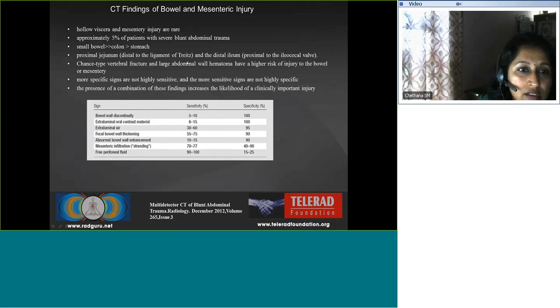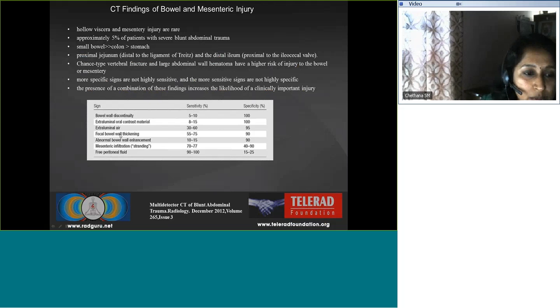And the exact sites of involvement are the proximal jejunum, just distal to the ligament of Treitz, and the distal ileum, proximal to the ileocecal valve. And whenever a patient has a Chance type vertebral fracture or a large abdominal wall hematoma, they have a higher risk of injury to the bowel or mesentery.